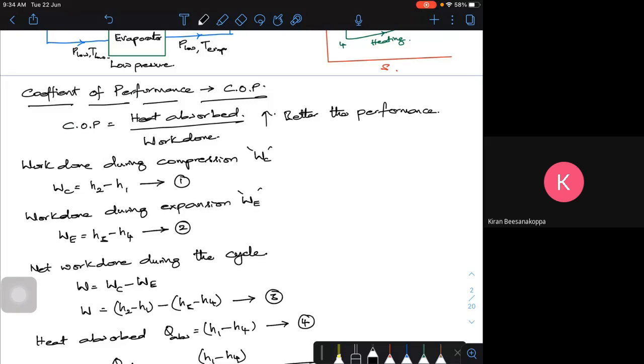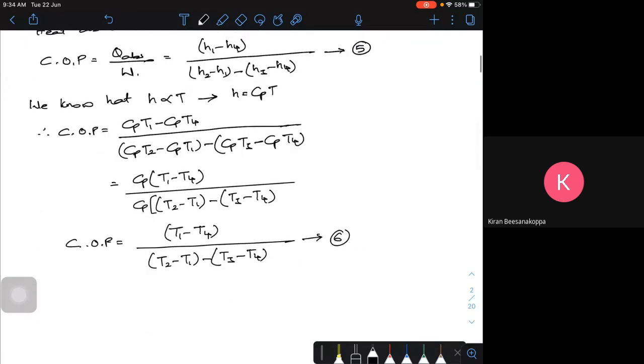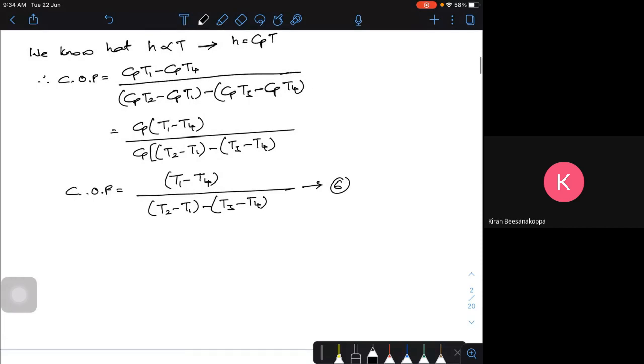Any clarifications? Any doubts? You can just unmute and speak. Okay. If it is clear, I think we'll go to the next topic.